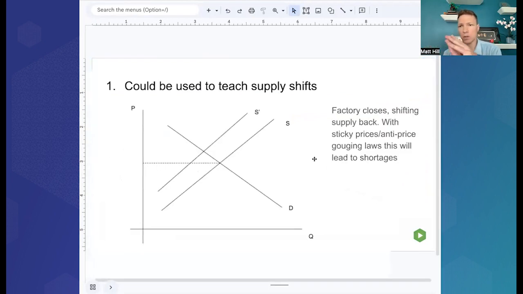So the initial shortage of baby formula was caused because a factory shut down. So a factory shuts down, and the supply curve shifts back. If prices are sticky, so if prices remain at that initial equilibrium price, then a shortage will develop. So to explain the initial shortage, we could use our simple supply and demand framework.